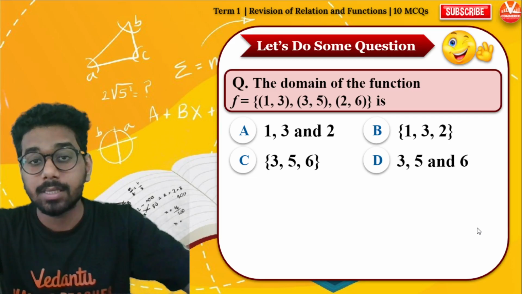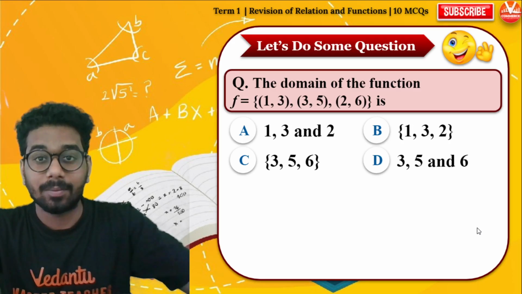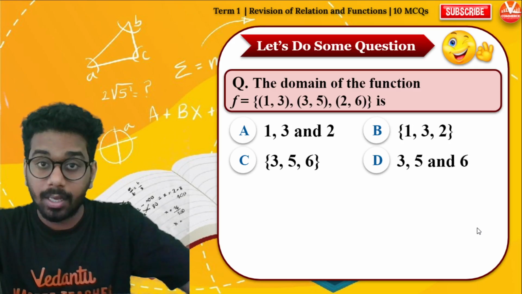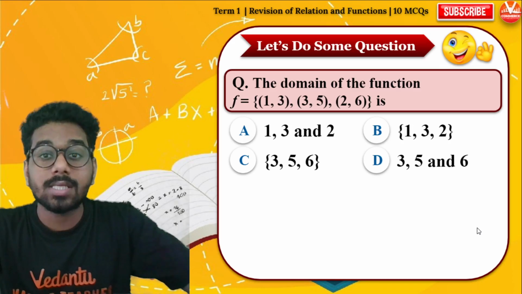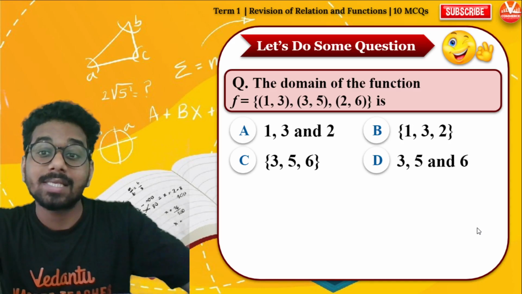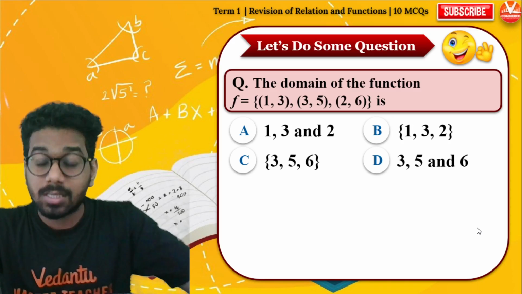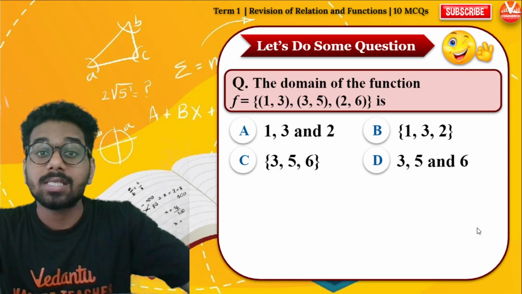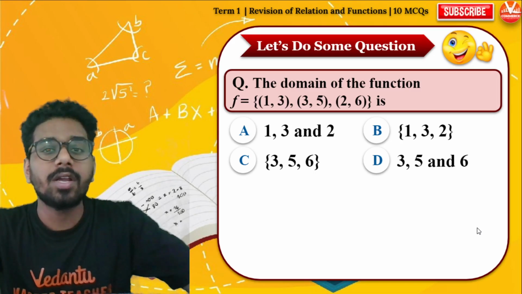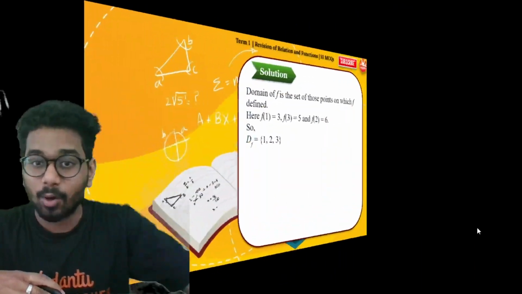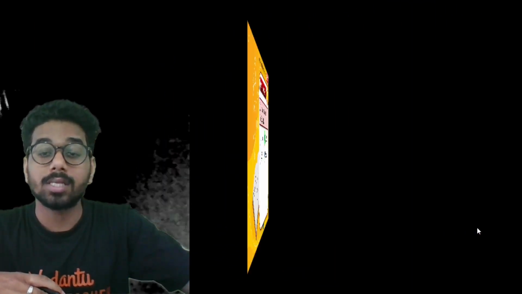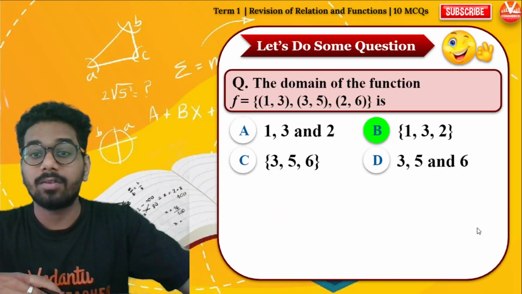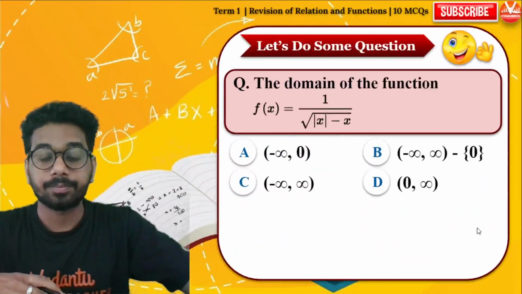The next concept is, domain is a set. So 1, 3, 2 is not a set, it's just numbers. B is the set of three elements. So B is a set of the first element of every ordered pair, that is called a domain. I hope it is clear now. What is domain? Domain is a set of the first element of every ordered pair. So the answer is option number B.